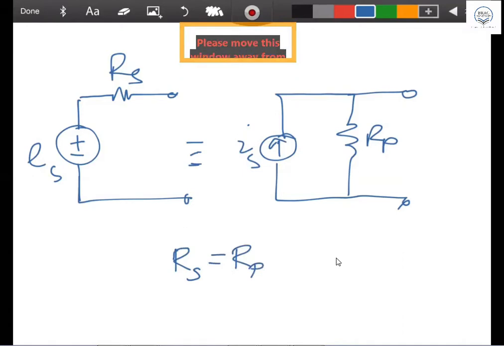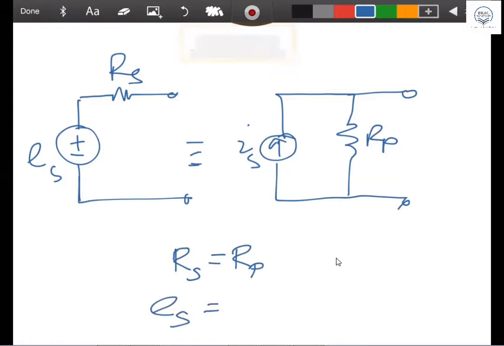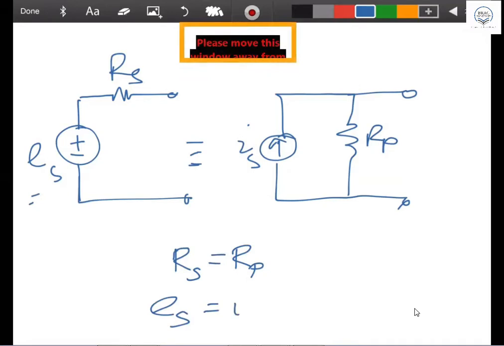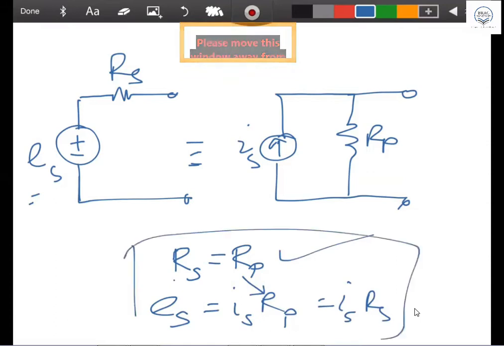And what is the other equivalence? ES equal to what? Some of you said IS RP. Yes, right. ES is equal to IS times RP. Or you can also substitute RS, so IS times RS also, because RS and RP are the same. So you substitute RS for RP, and you get this relationship.